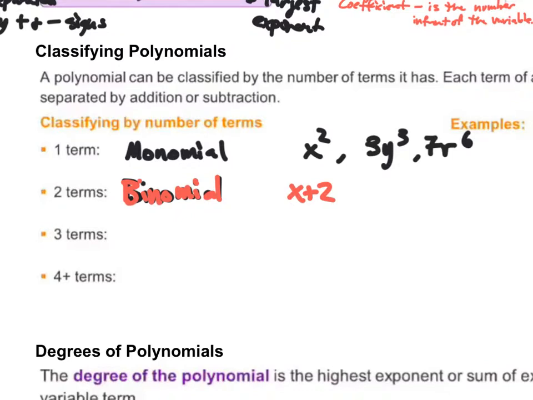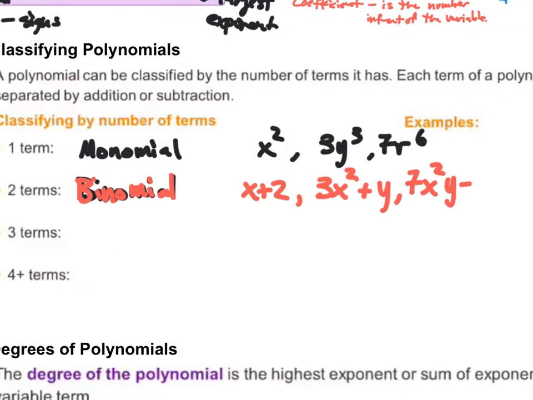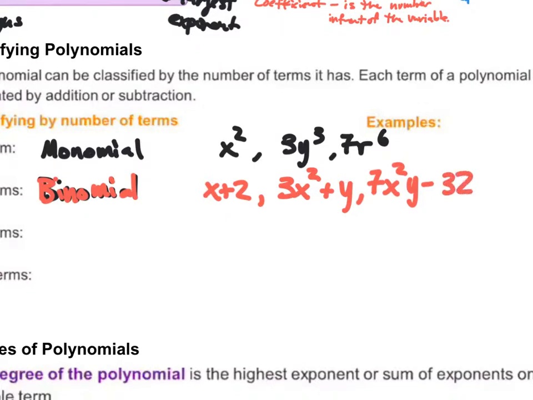You can get a little bit more crazy here and do, say, 3x squared plus y. That has two terms, what's being separated by a plus or minus sign. Let's come up with another one: 7x squared y minus 32x cubed y squared. You can just do whatever. Now, this whole thing here is a term. If you're multiplying things together, those are part of the same term. But I have two of them that are separated by a minus sign. That's how I can distinguish that.